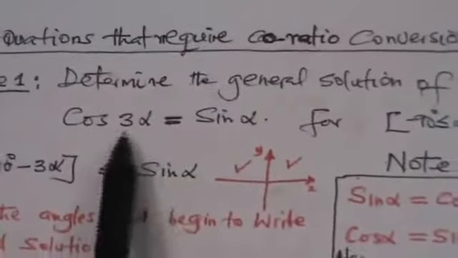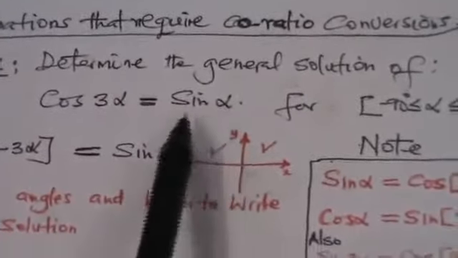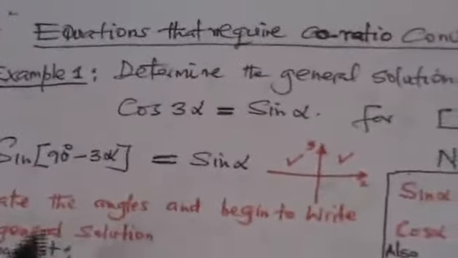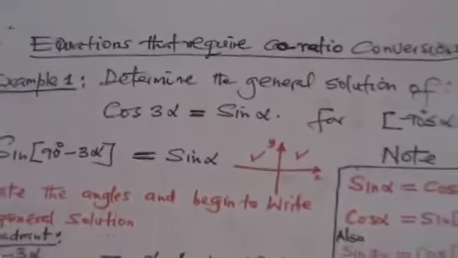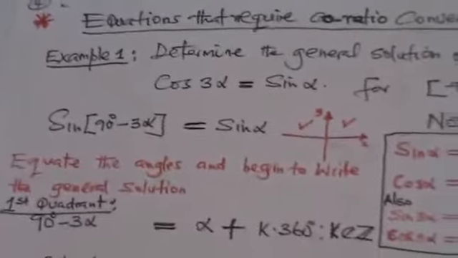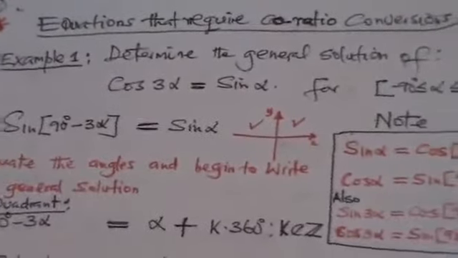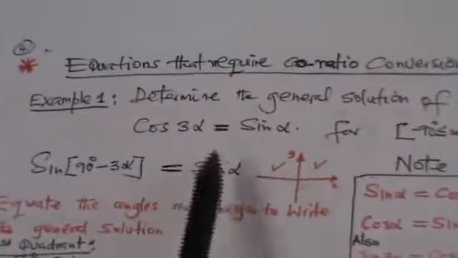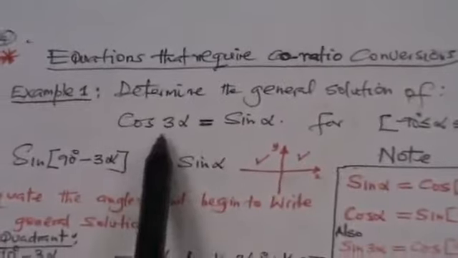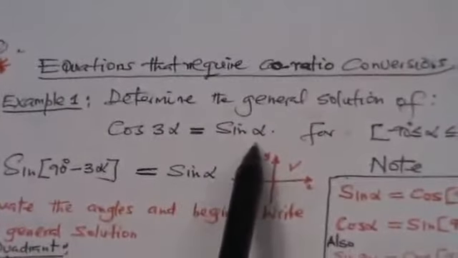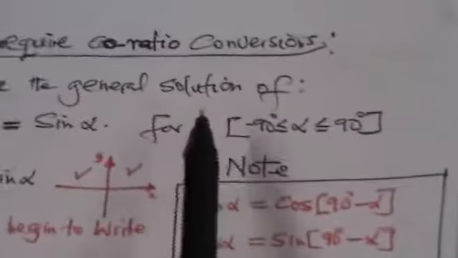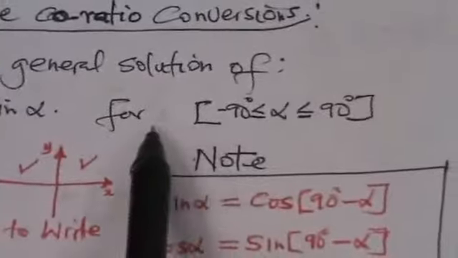The angle here is thrice and the angle here is single. It's also important to take note of that, especially when the angles are not the same, it's not going to be easy for you to solve equations that don't have the same angle. So at one point, you make sure that at the end of the day, you end up with ratios that are the same, angles that are the same, so that you may be able to collect like terms. Now, this question is a little bit different from the questions we have already answered because it's going to need a co-ratio conversion.